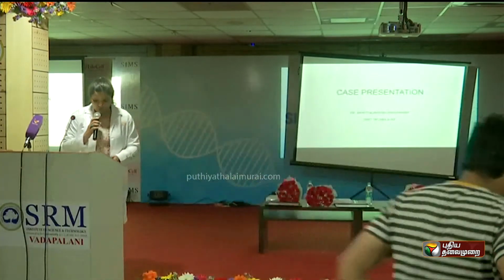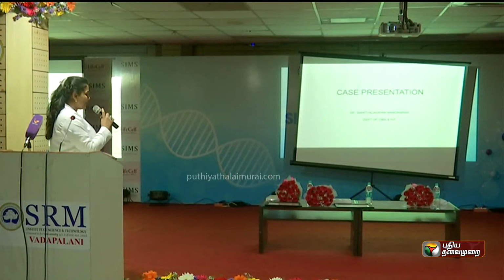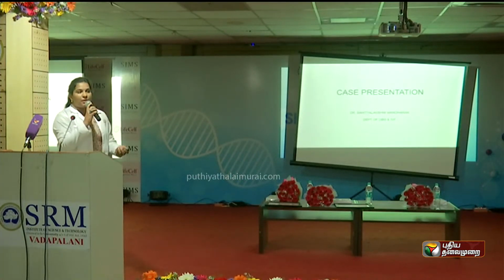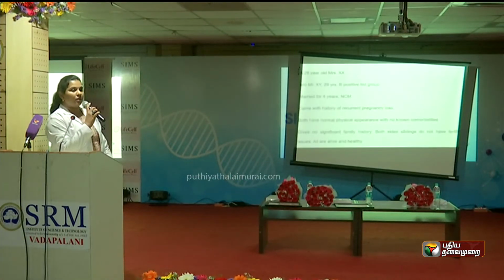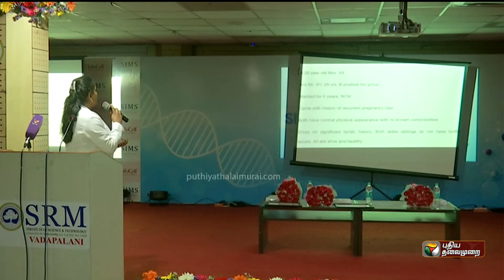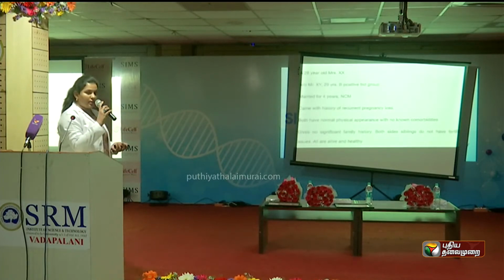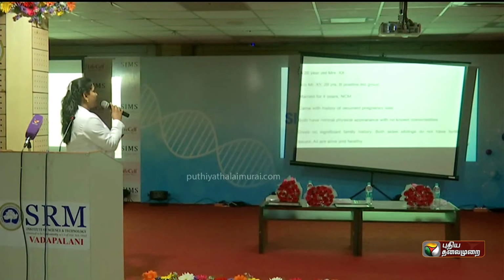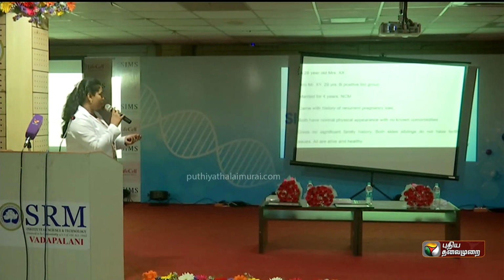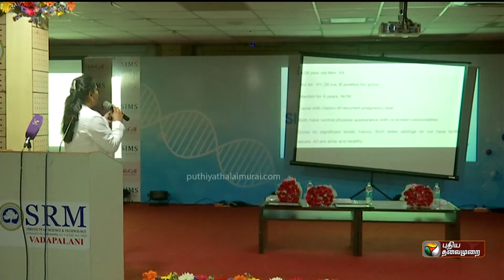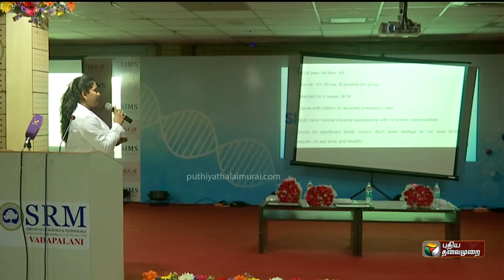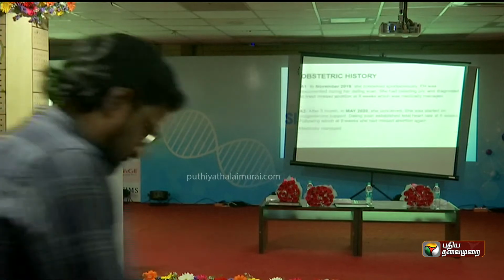Again, thank you all for giving me the opportunity to present this case today. This couple came to us a couple of days back and it's quite puzzling. This is a young couple, 28 to 29 years old, married for 4 years, non-consanguineous marriage, and they give us a history of recurrent pregnancy loss, which I will elaborate later on. Both seem to have a normal physical appearance with no known comorbidities. They have no significant family history, and all their siblings are doing well.